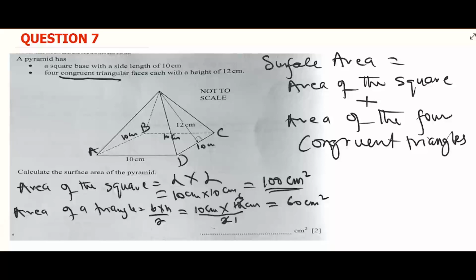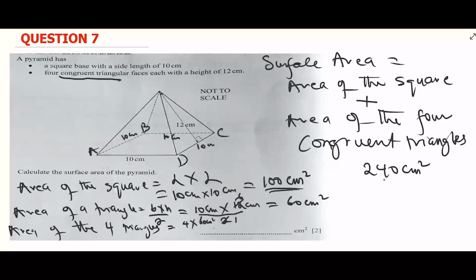So we have 4 of them. So the area of the 4 triangles will be equal to 4 times 60 centimeters squared. So that will be 240 centimeters squared. So I can write it here, 240 centimeters squared. This will be the area of the 4 congruent triangles.